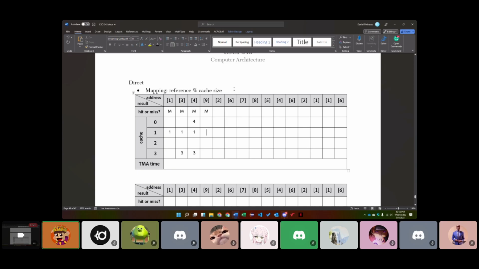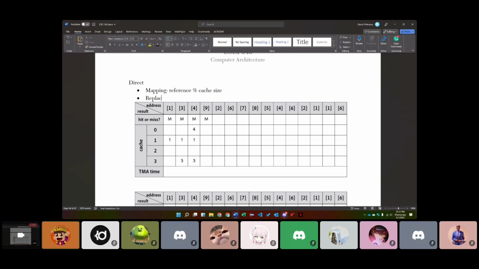And when we replace in direct mapping, it uses a trivial replacement, which just means just replace whatever it lands on. Doesn't matter. So 9 mod 4 is gonna be 1. It's gonna go in location 1, but location 1 already has 1 in it. So it's just gonna replace it. And then 2 is a miss, and it goes in location 2, because 2 mod 4 is 2.